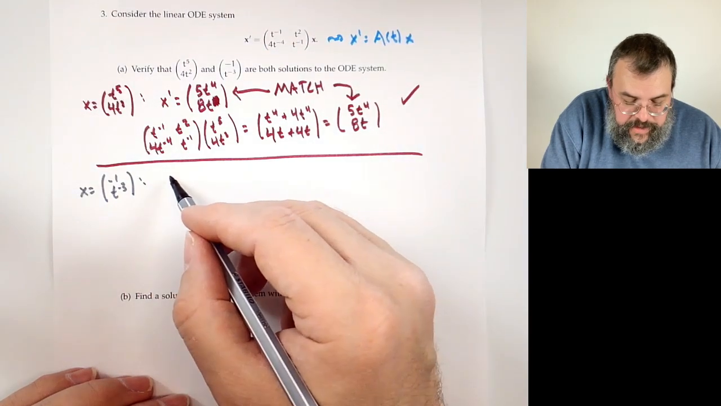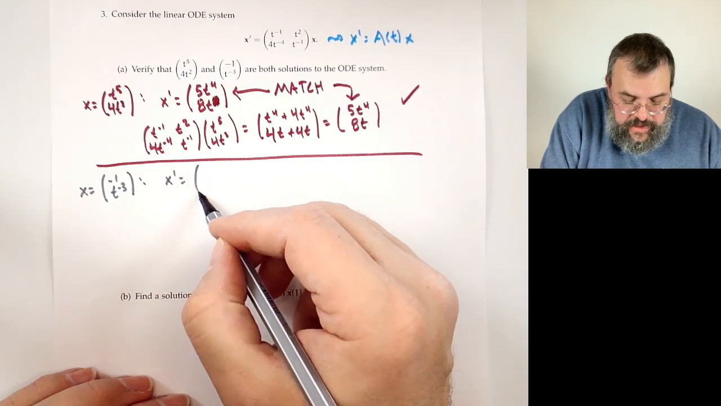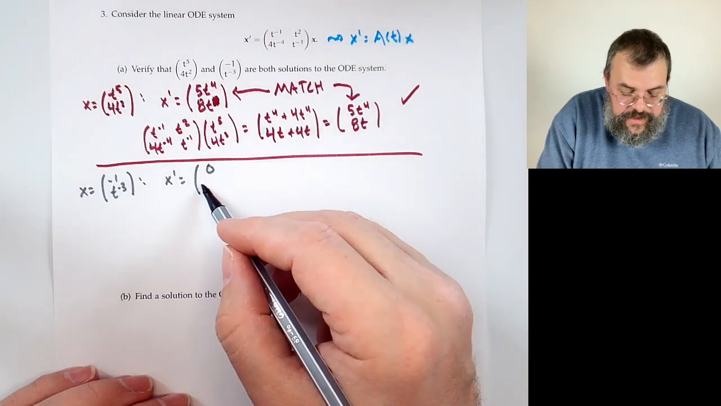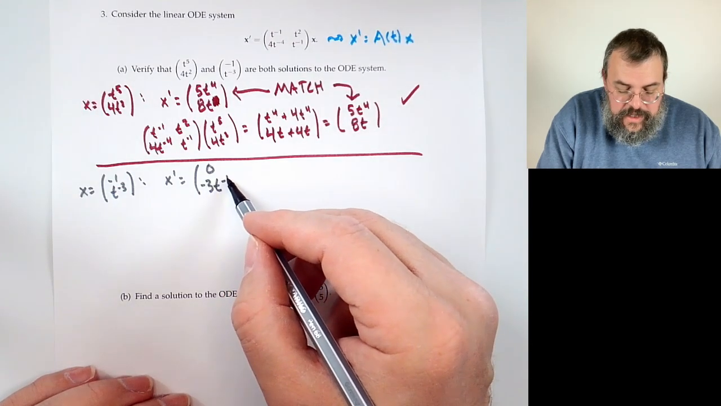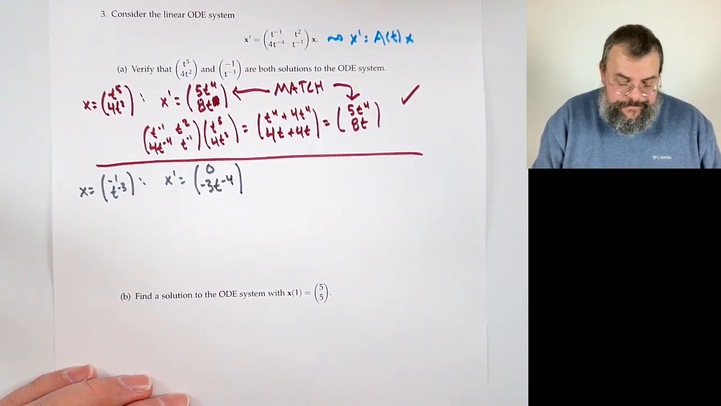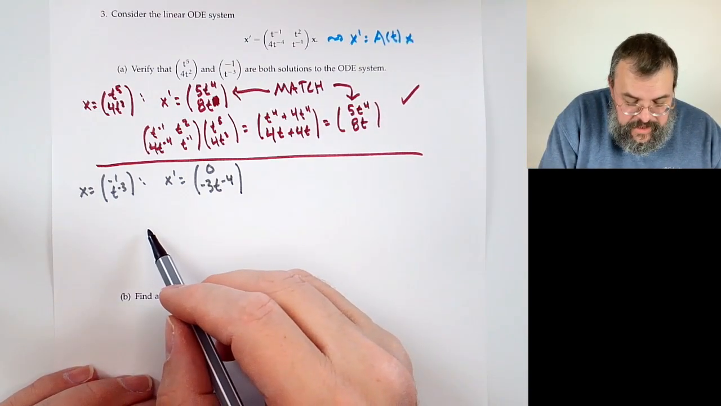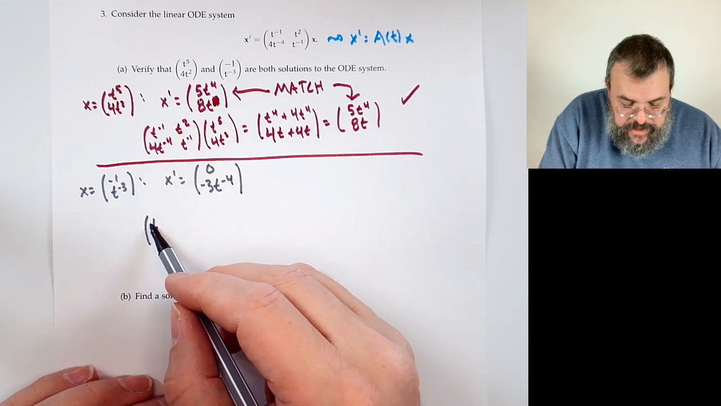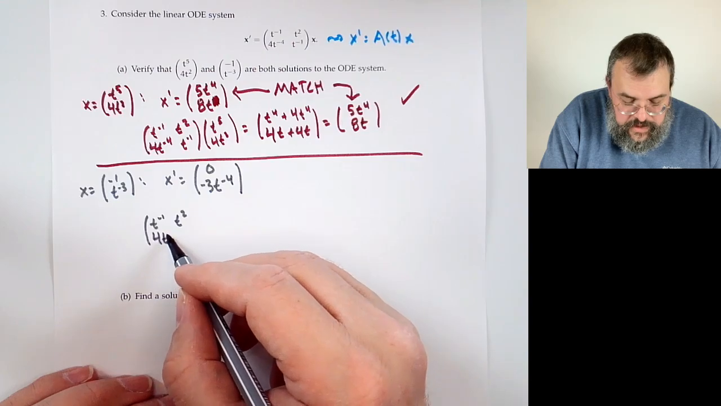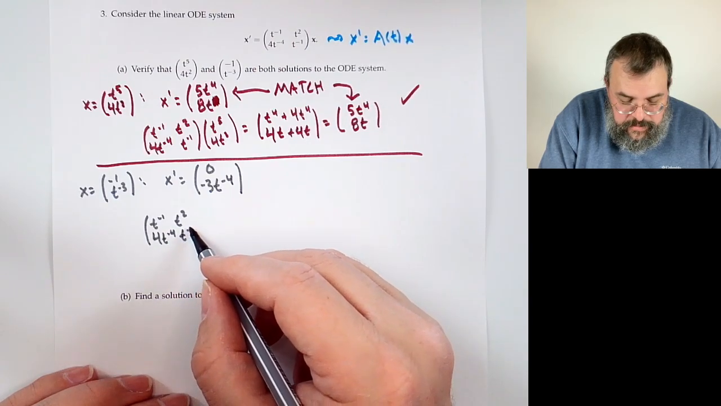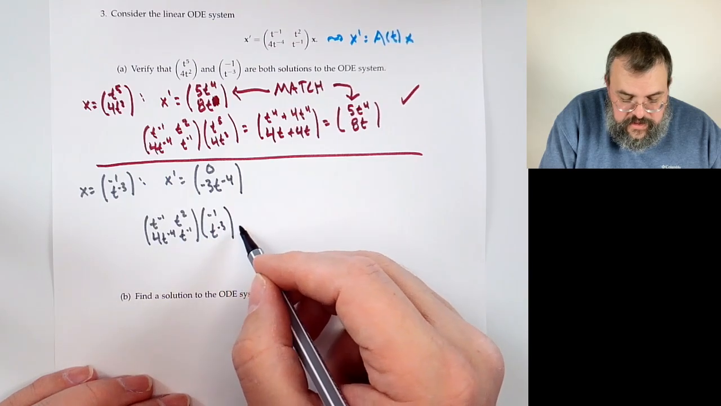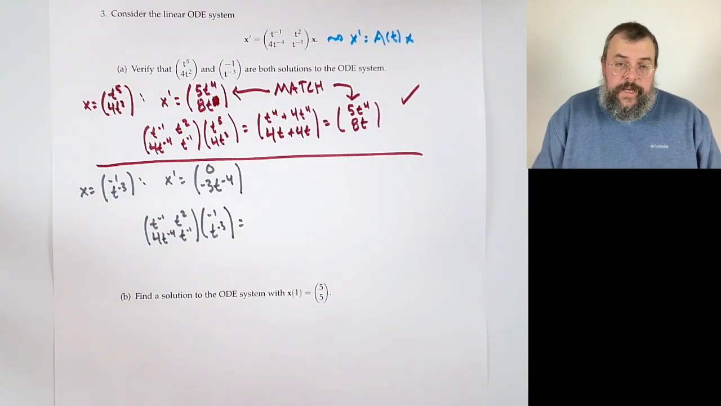But, all right, x prime. Well, derivative of a constant is 0. I know that one. Derivative of t to the minus 3: minus 3 comes down, t to the minus 4. Remember, subtract 1 from minus 3 gives minus 4. Okay, now do the multiplication. t to the minus 1, t squared, 4t to the minus 4, t to the minus 1, times 1 and minus t to the minus 3. And let's see what we get.